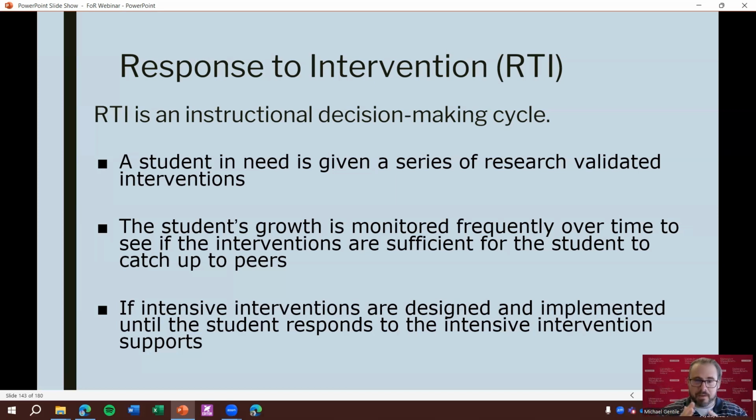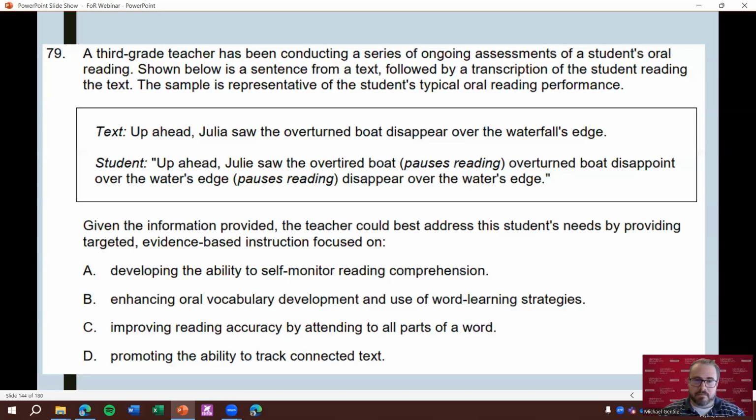Okay, that's the big things I want to touch on that are going to be covered. Let's get into some questions related to this. These are both across objectives 8 and 9, but I put them here because it's helpful to have that MTSS background to answer these. All right, so 79, pause here. The correct answer is C, improving reading accuracy by attending to all parts of the word.